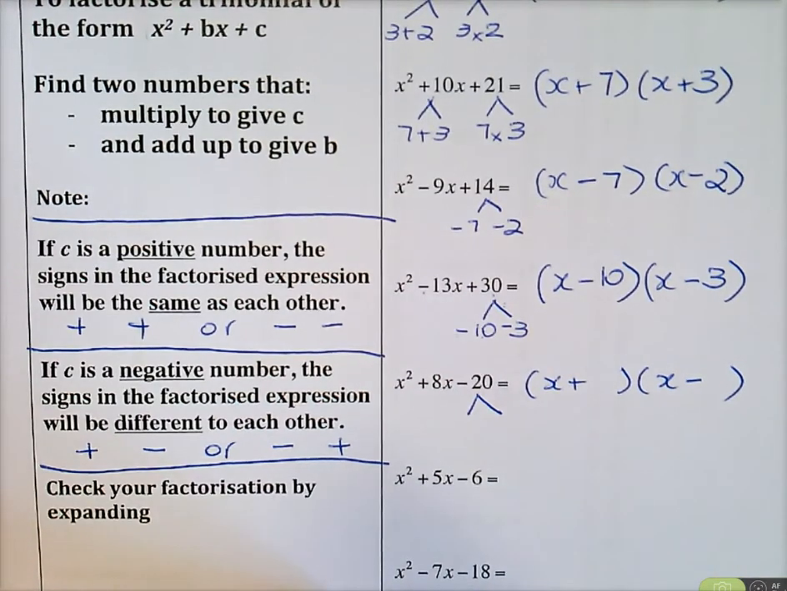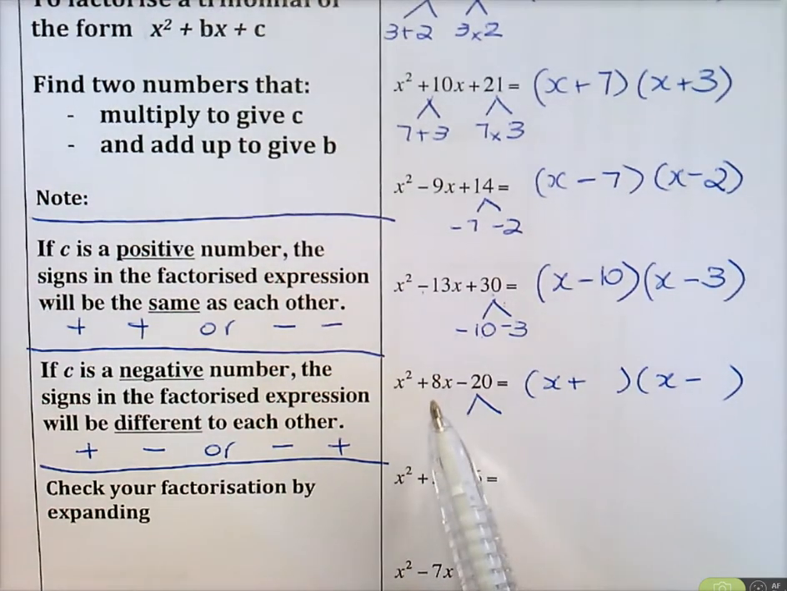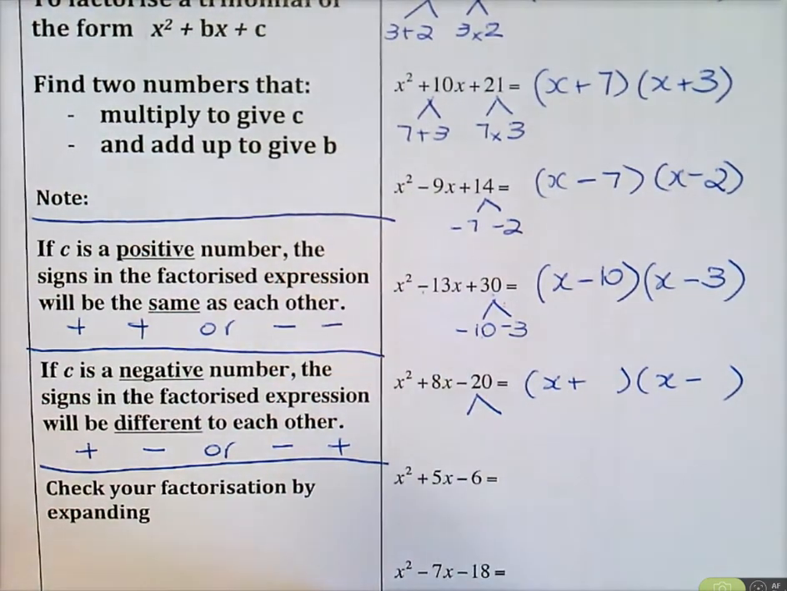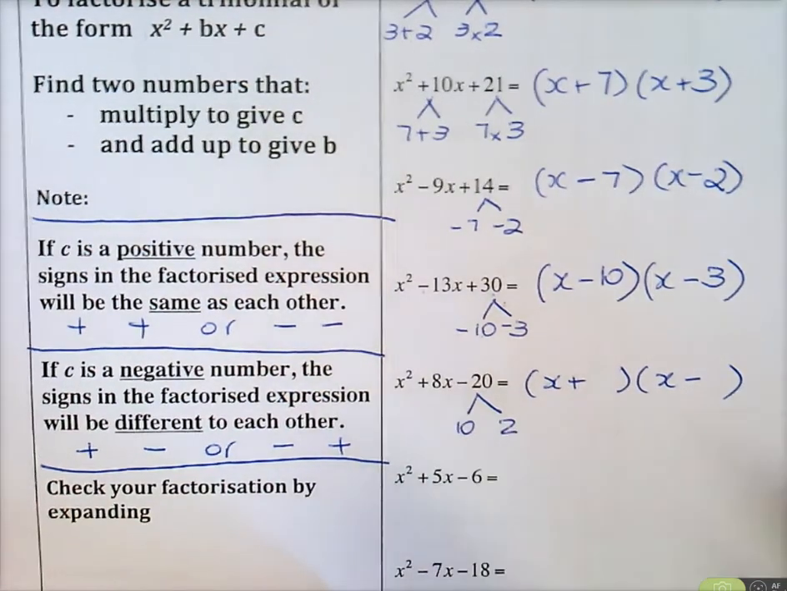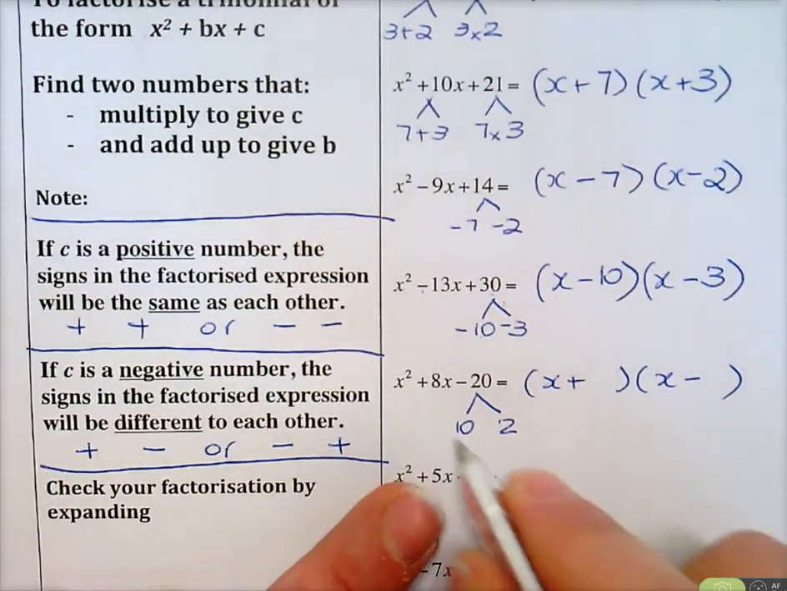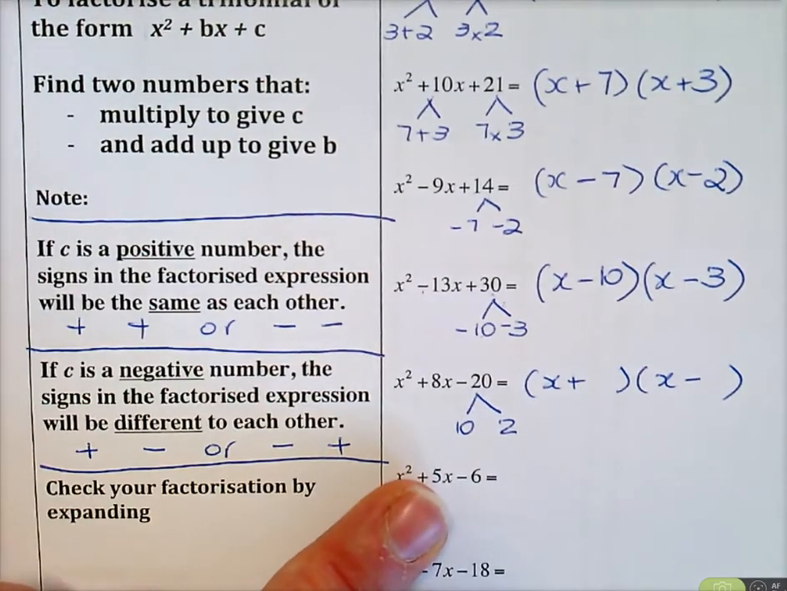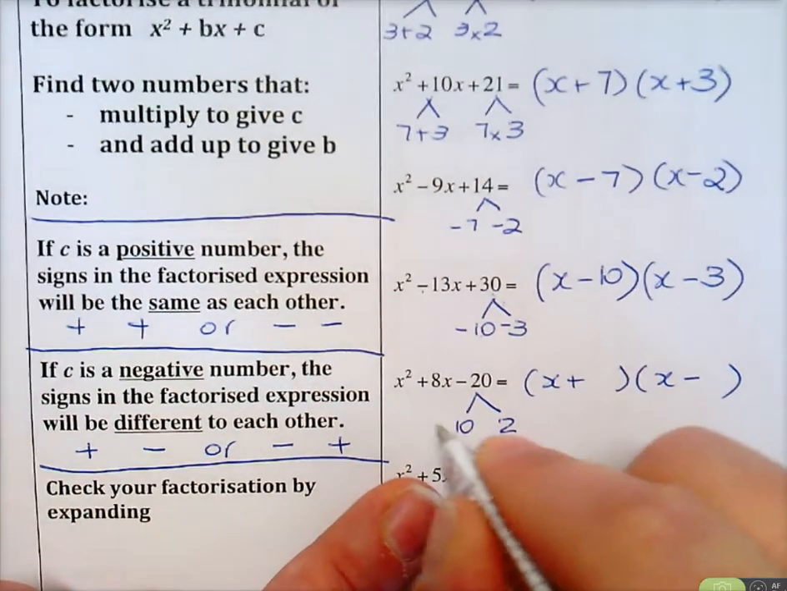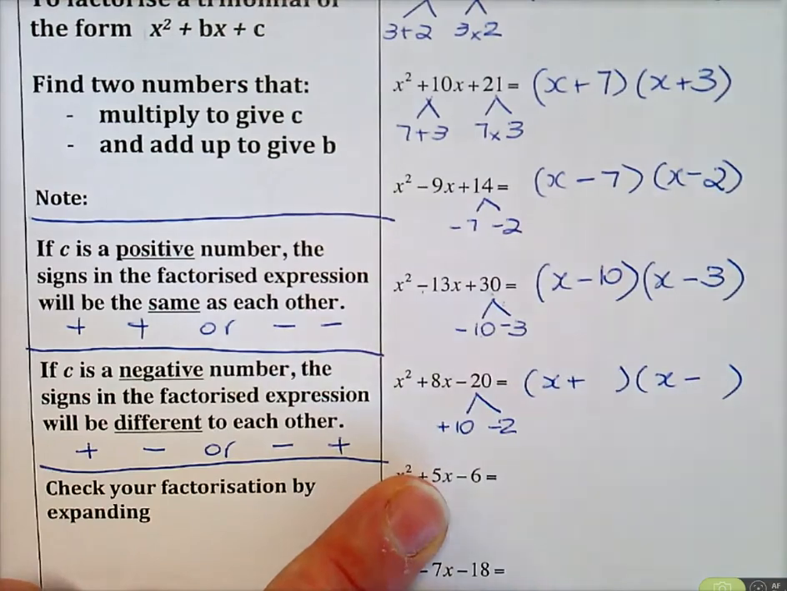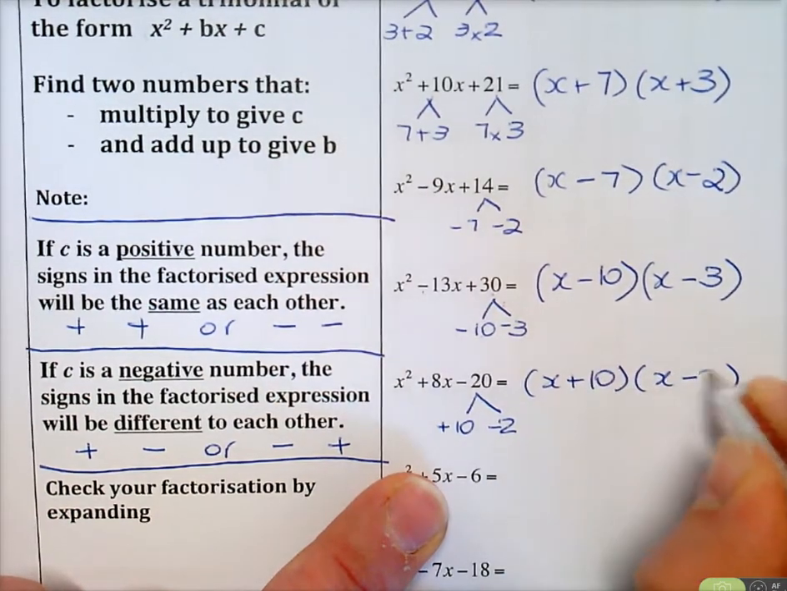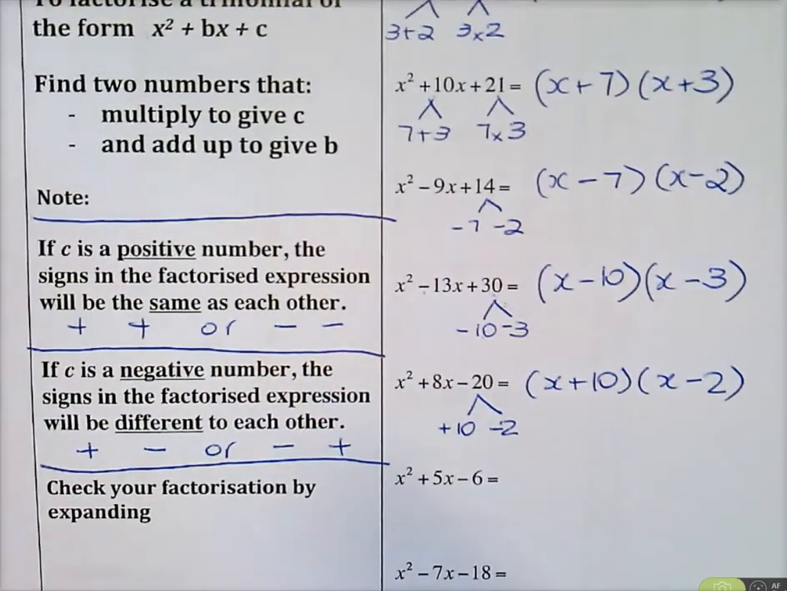Give me 2 numbers that multiply to give 20. Don't worry about signs yet. 10 and 2 or 4 and 5. Could 4 and 5 ever give you 8? But 10 and 2 can, so we go with that. 10 and 2. Now look at your plus 8. Do you want more pluses or minuses to get plus 8? More pluses, less negatives. So I want x plus 10, x minus 2. Do you get the idea?